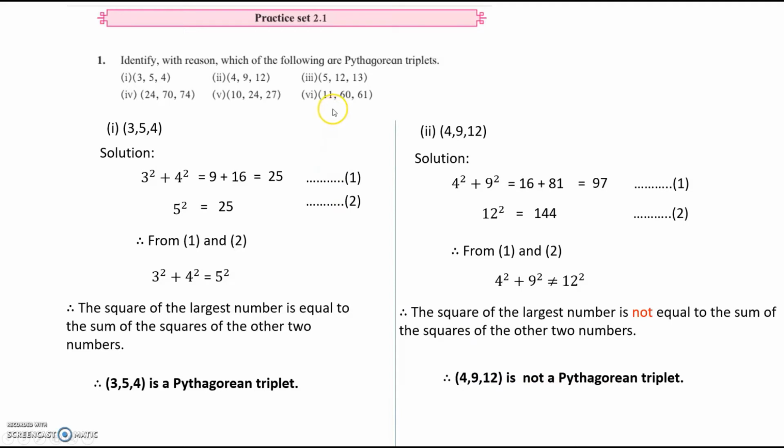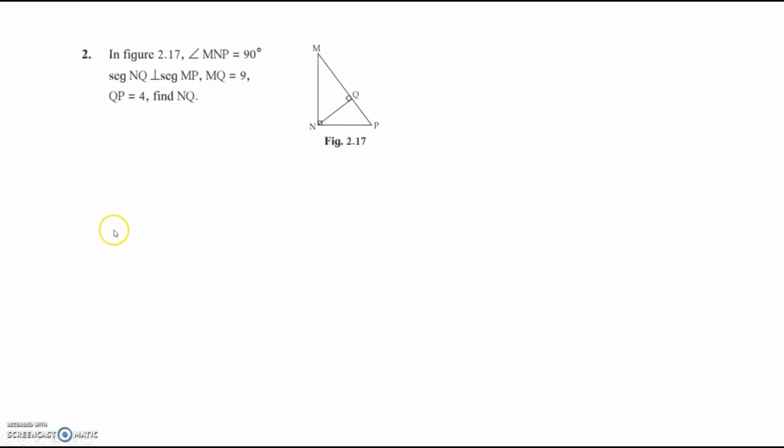In the same way, you're going to do the remaining 4 sums. First and second I've done. Do the remaining 4 sums on your own in the same way. Either it will be a Pythagorean triplet or it will not be a Pythagorean triplet. Let's go to second question.